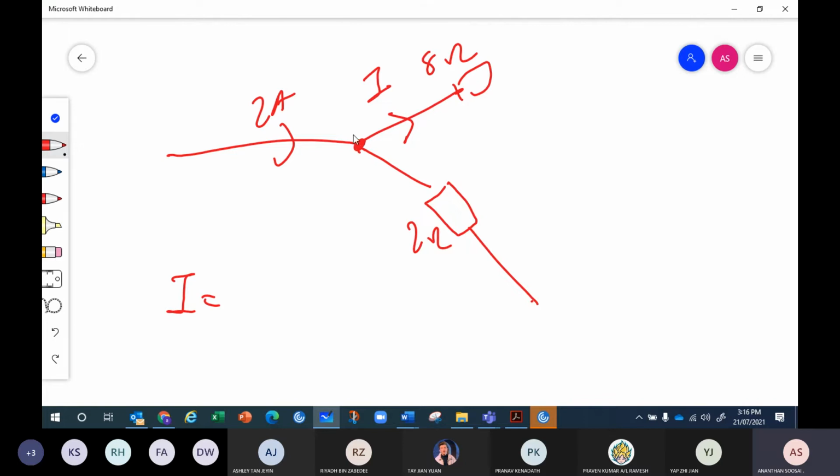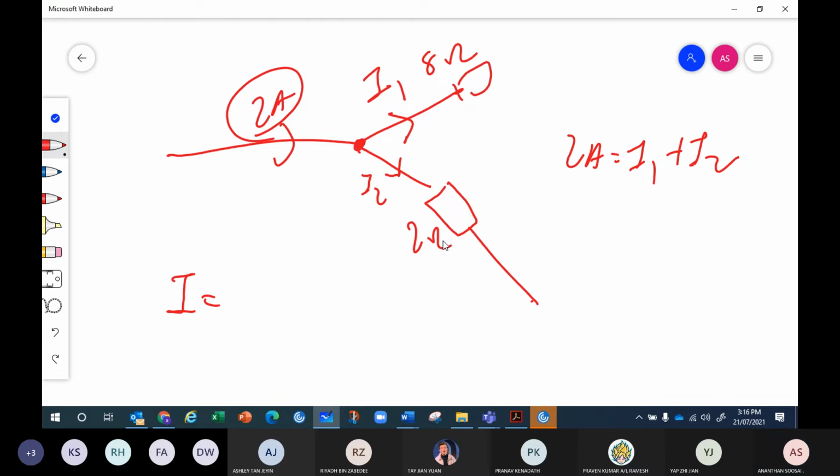So you have to split the 2 ampere into 2 currents. Let's say the top one is I1, the bottom is I2. Without calculating, tell me, we know 2 ampere is I1 plus I2. Is I1 greater or I2 greater? Which current is going to be greater?